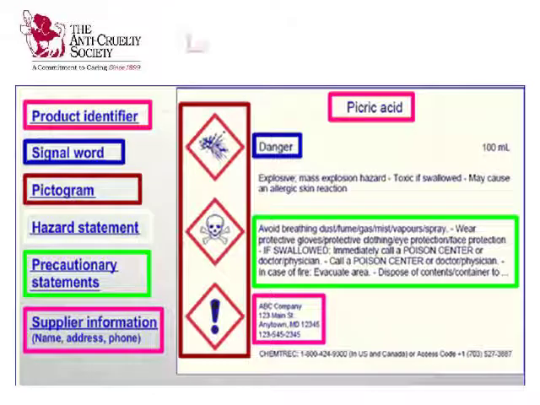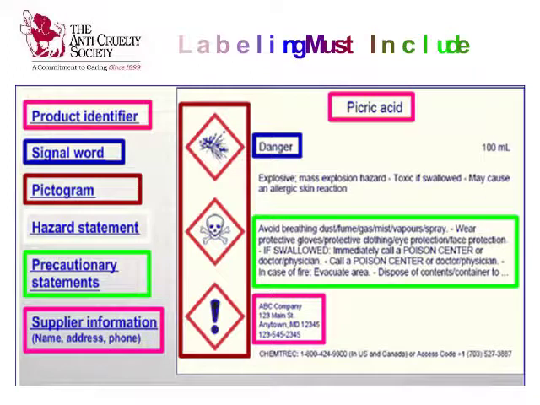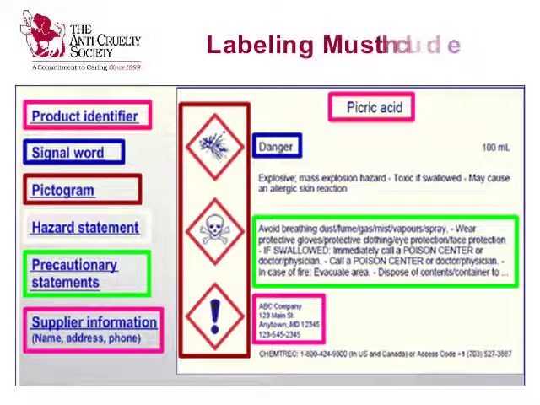The new labeling system has several requirements. As required by the new standards, labeling must include a product identifier, signal word, pictogram, hazard statement, precautionary statements, and supplier information, including the name, address, and phone number of the supplier.